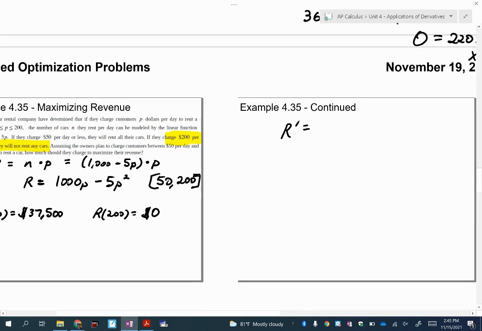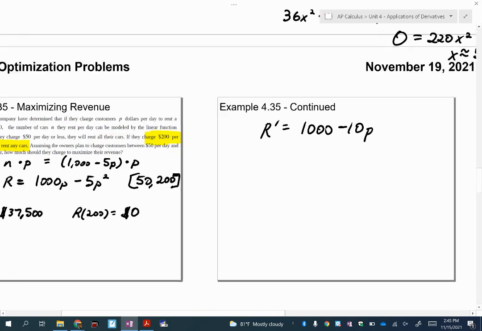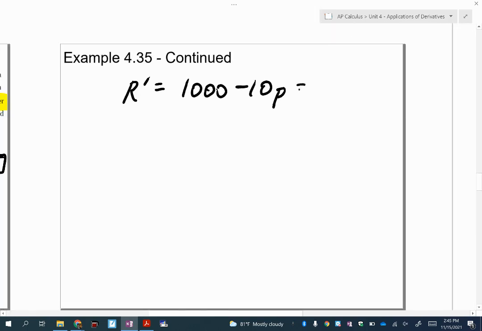So the derivative of 1,000p is just 1,000, and then that's going to be minus 10 times p to the first power. So I want to figure out what makes this become 0. So 1,000 equals positive 10p. So the price we are looking at is 1,000 divided by 10, which is $100 per day.